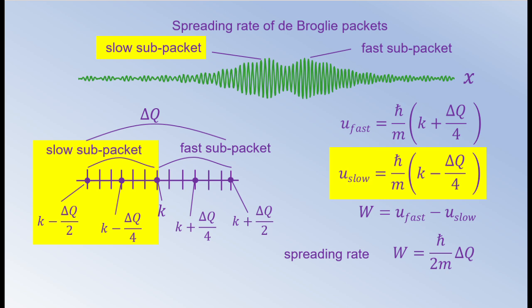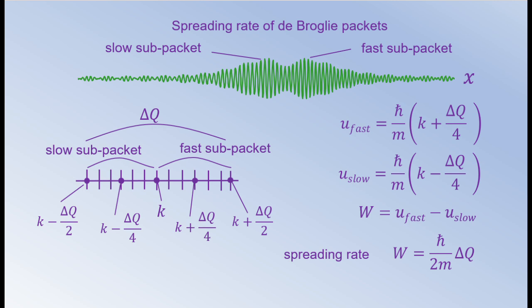When dividing a packet into two parts with a total odd number of waves, we will add the same central de Broglie wave to each of the subpackets. This is not entirely correct, but will not affect the overall correctness of our conclusions.